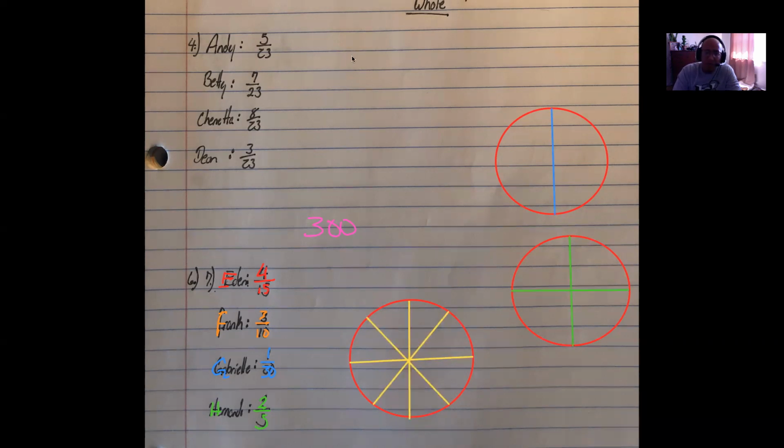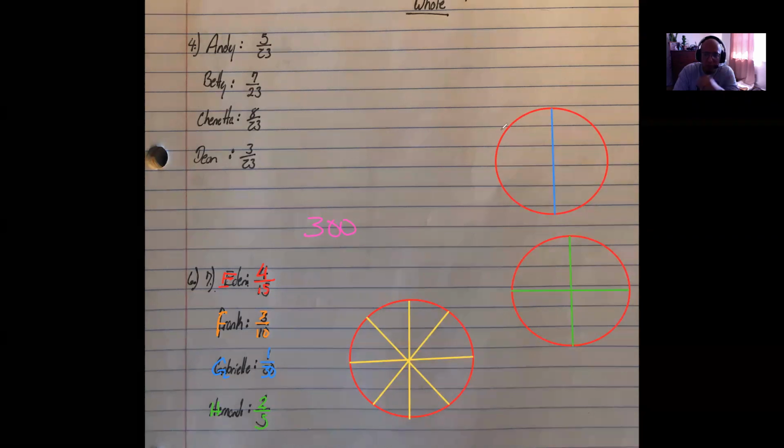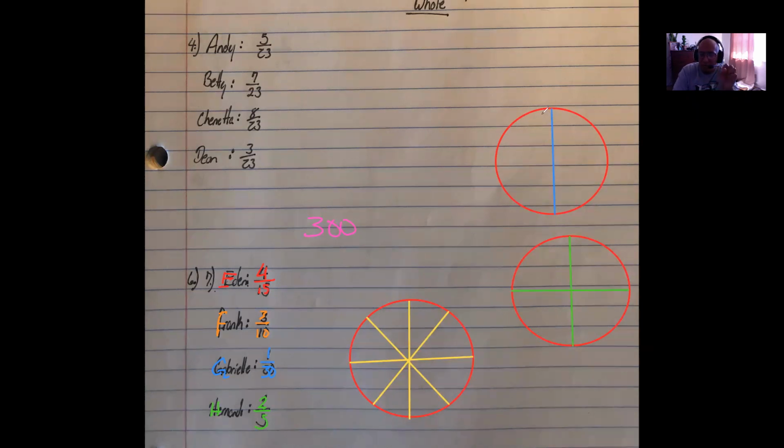Now, in each scenario, we're cutting the pizza into a different number of slices, but since you're just sharing it with one other person, each of you is going to get half. So in the first one, since there are 2 pieces, the fraction would be out of 2, and you're going to get 1 out of those 2 pieces. So this is going to be your share of the pizza. You're going to get 1 piece out of 2 total pieces. All right, so you're getting half the pizza.